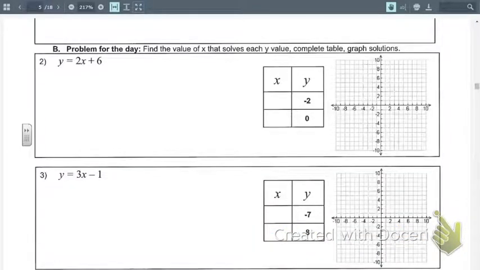Alright, in problem 2, we want to find the value of x that solves each y value. Complete the table and then graph the solutions. So we want to find out what x is when y is negative 2. So we're going to plug in negative 2 for y.